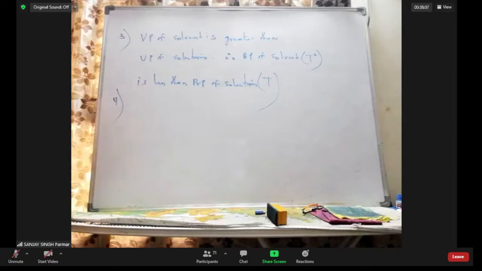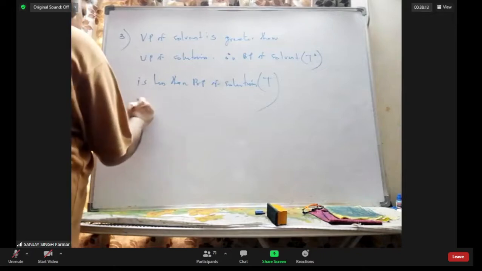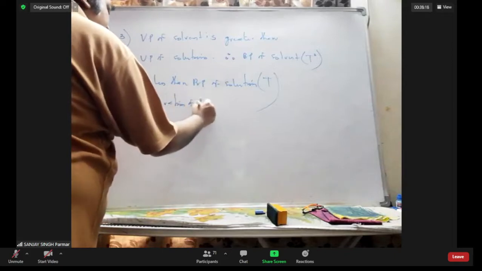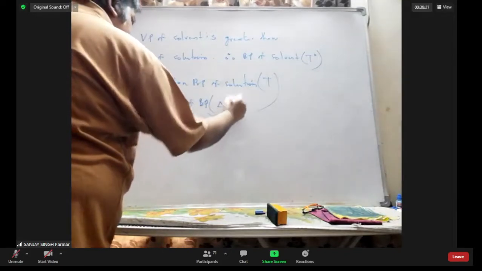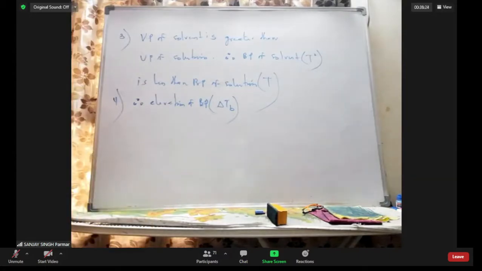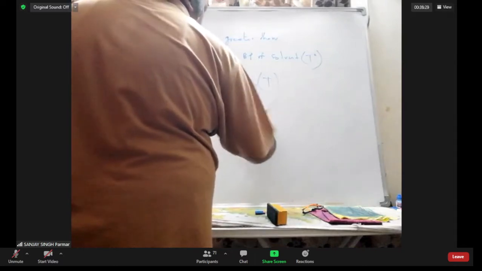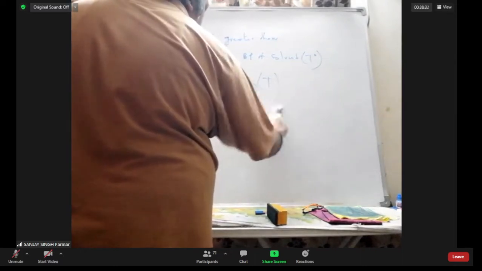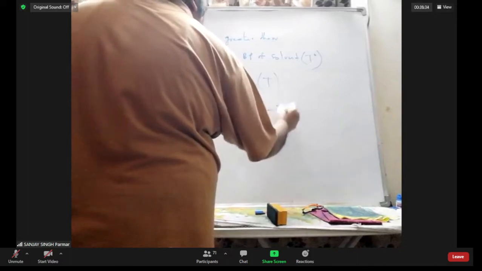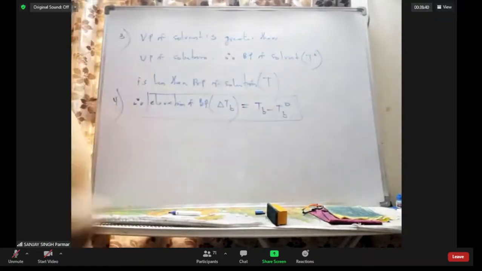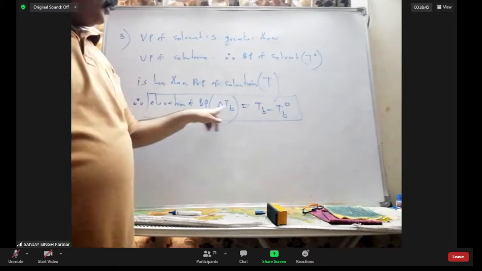Point number fourth is based upon point number third. Therefore, elevation of boiling point, delta TB, is equal to TB minus TB naught.